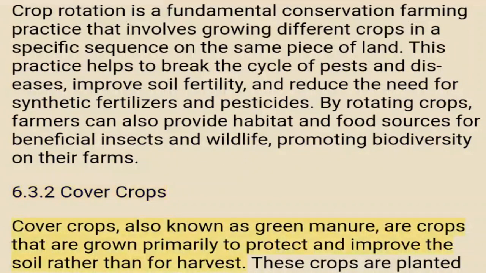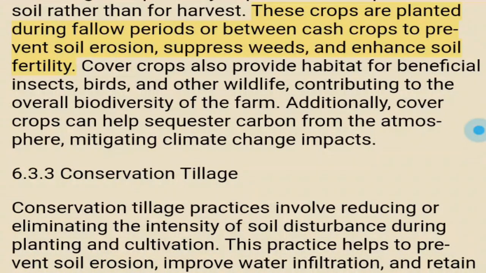6.3.2 Cover crops. Cover crops, also known as green manure, are crops that are grown primarily to protect and improve the soil rather than for harvest. These crops are planted during fallow periods or between cash crops to prevent soil erosion, suppress weeds, and enhance soil fertility. Cover crops also provide habitat for beneficial insects, birds, and other wildlife, contributing to the overall biodiversity of the farm. Additionally, cover crops can help sequester carbon from the atmosphere, mitigating climate change impacts.